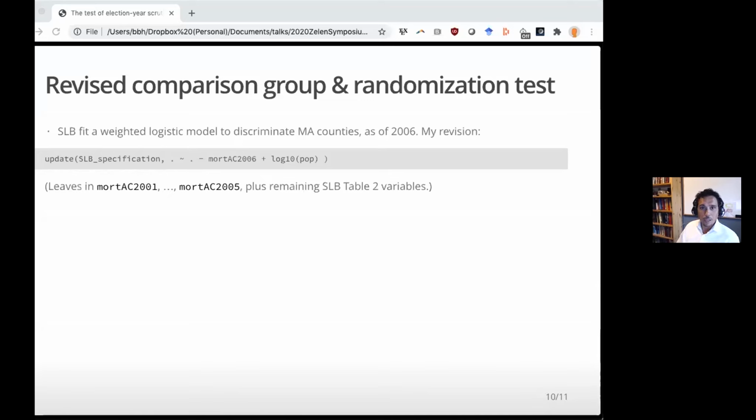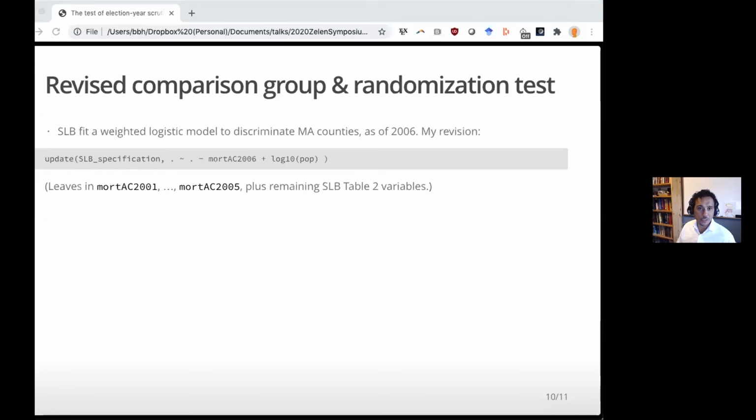So here's a bit of information about the revised analysis that I did to fix the problem, at least according to my and Jake Bowers' test, as it pertains to this analysis. SLB had fit a weighted logistic regression, weighting each county by its size, in order to discriminate Massachusetts counties from other counties in terms of the baseline characteristics. My revision is here expressed in R notation.